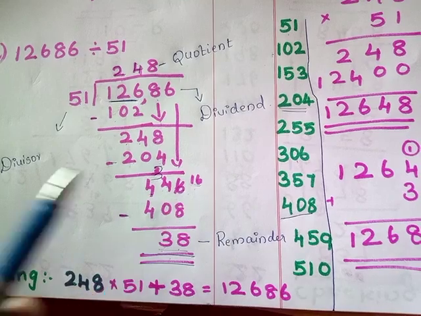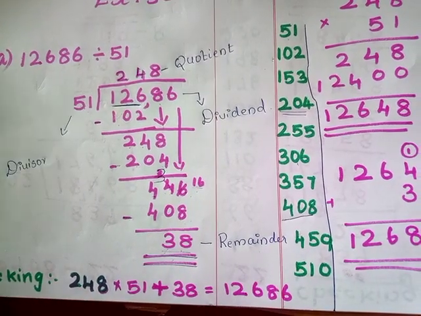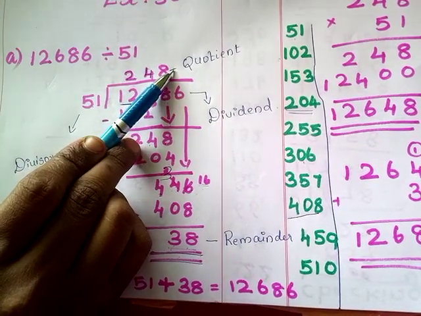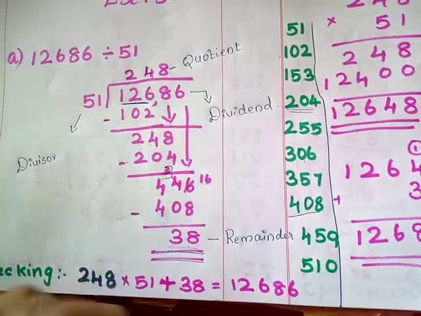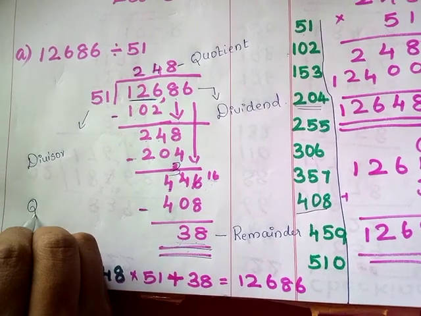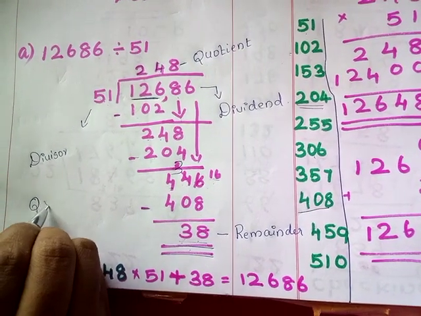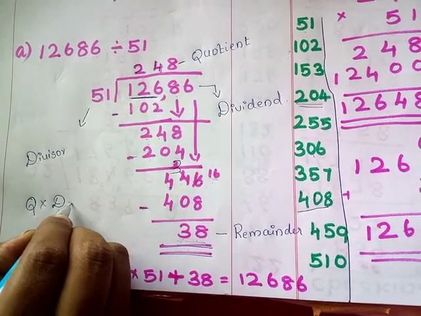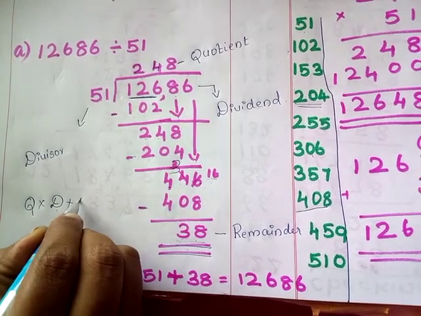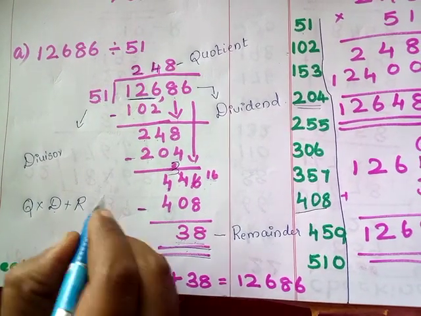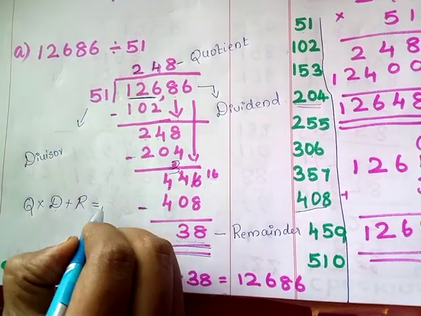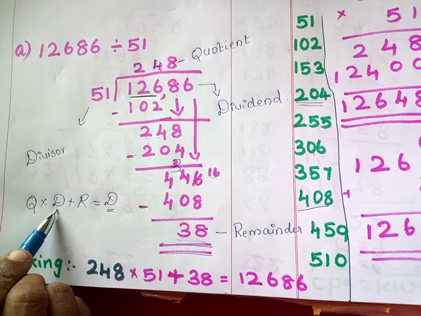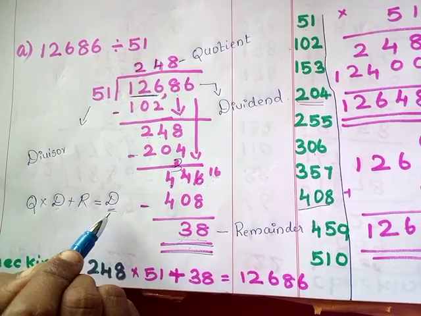To check your answer of division, whether it's correct or wrong, the first method is you have to multiply the quotient by the divisor. So to check, you have to multiply Q, quotient, into divisor D. Here D stands for divisor, not dividend. Plus whatever is your remainder, my remainder is R. That should be equal to the dividend D. Here this D is dividend. Quotient into divisor plus remainder is equal to dividend.